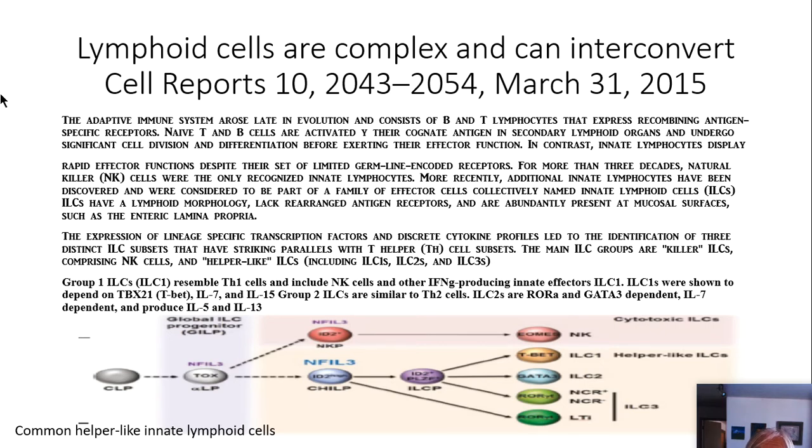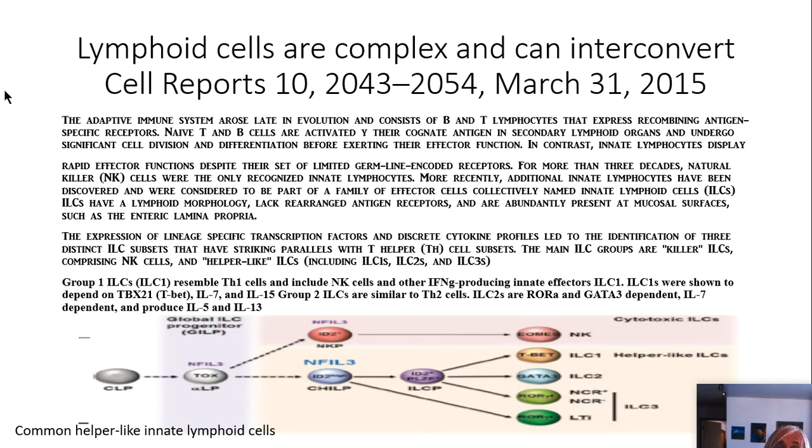They're activated by their cognate antigen in secondary lymphoid organs, which we just mentioned, like the spleen and the tonsils, right? And they undergo significant cell division. You make more of them, and then they differentiate, and they exert their effector function subsequent to all of those processes. In contrast, innate lymphocytes display rapid effector functions. So you have innate lymphocytes. Normally you think of lymphocytes as acquired immune response. Take that old-fashioned idea and bracket it off, because it can no longer be considered dogma.